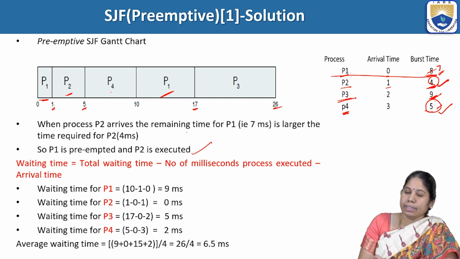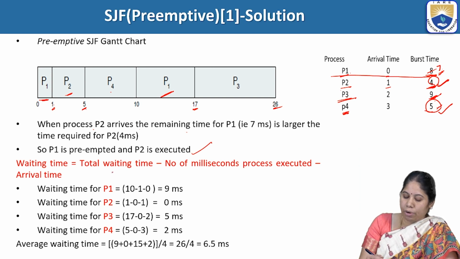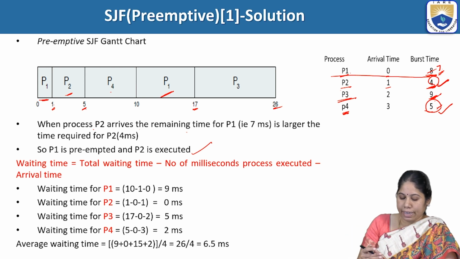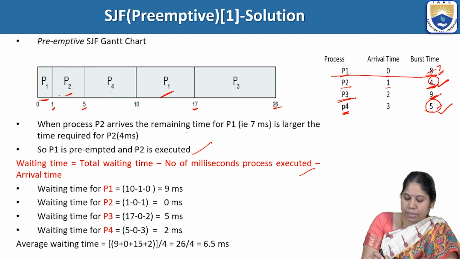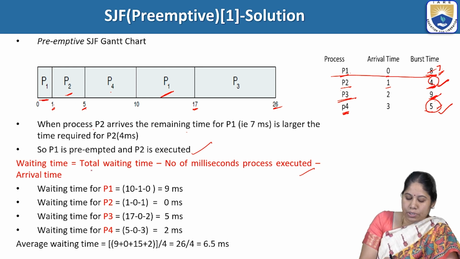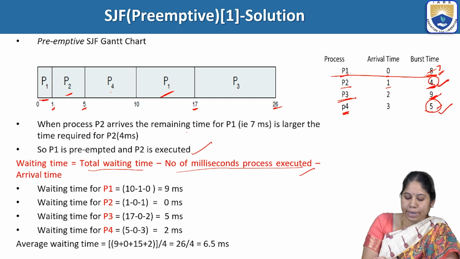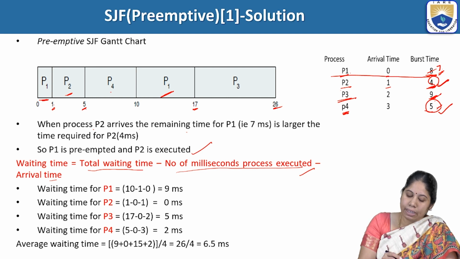Now let us calculate the waiting time for this problem. We use this formula to simplify things; the formula doesn't come out of nowhere. In preemptive scheduling, sometimes P1 executes, and after some period of time P1 comes again and executes. So waiting time equals total wait time minus the number of milliseconds the process executed before starting, minus arrival time.